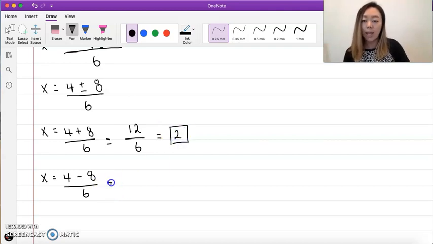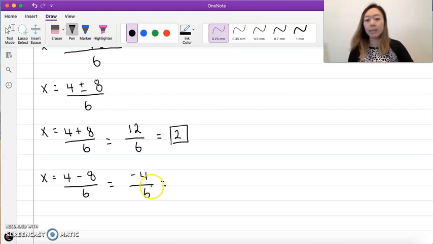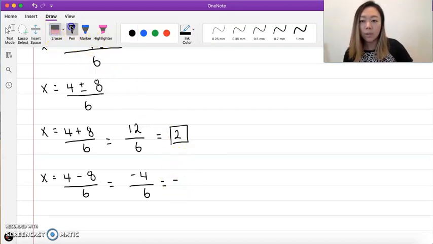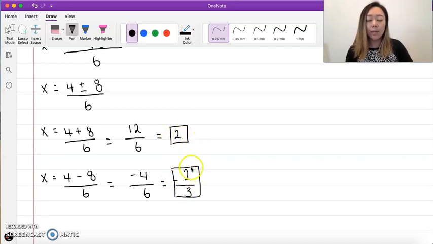I'm going to go ahead and box that. Second answer, 4 minus 8. 4 minus 8 is negative 4. Divide that by 6. We got negative 4 over 6. If we can simplify, we must always simplify. So if we simplify this fraction, it's negative 2 over 3. Sorry, my pen was being weird. So here is our second answer. We got two answers, positive 2 and negative 2 over 3. And then we're done.